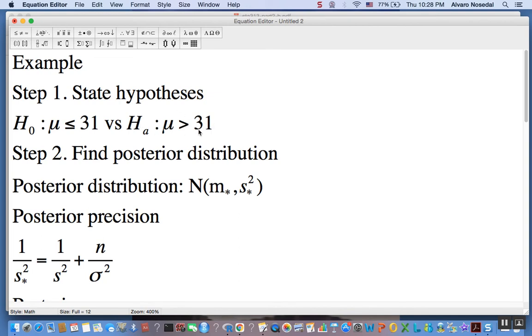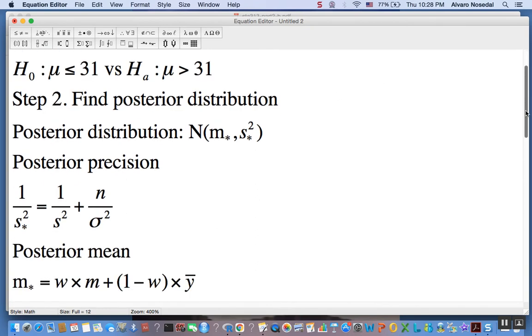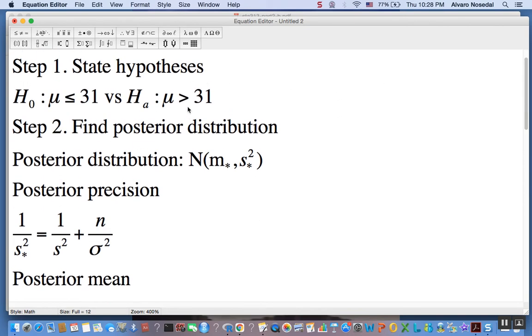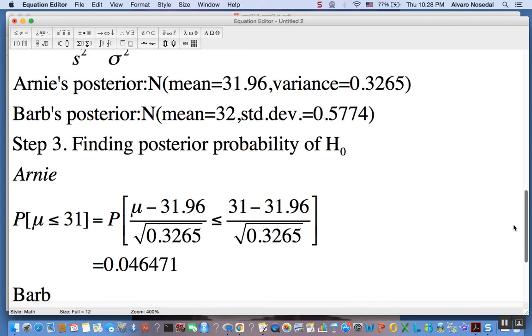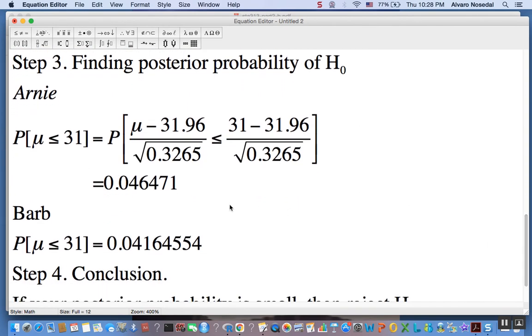So you could state your conclusion in terms of that the alternative is much more likely than the null, right? And you could use that posterior probability to give an idea of how much more likely is the alternative, right? Makes sense?